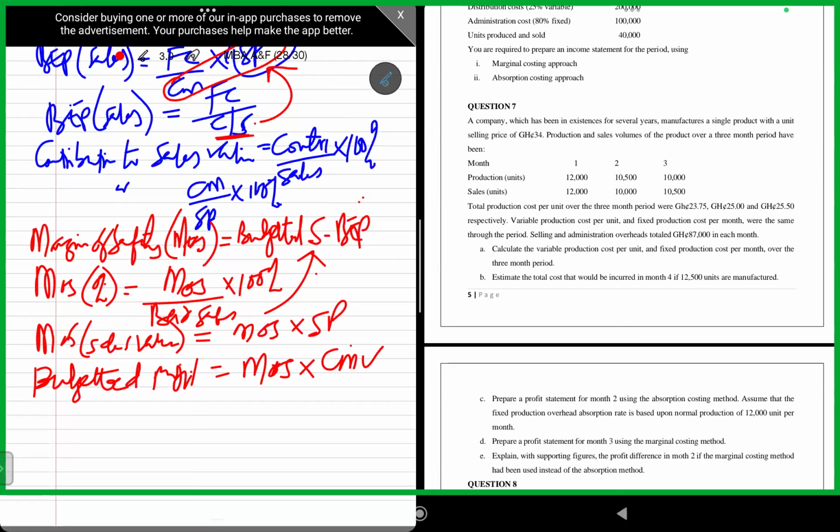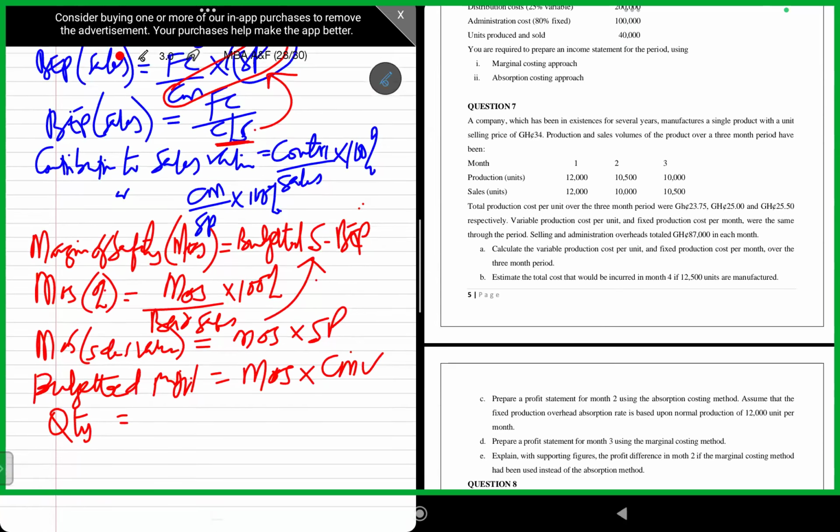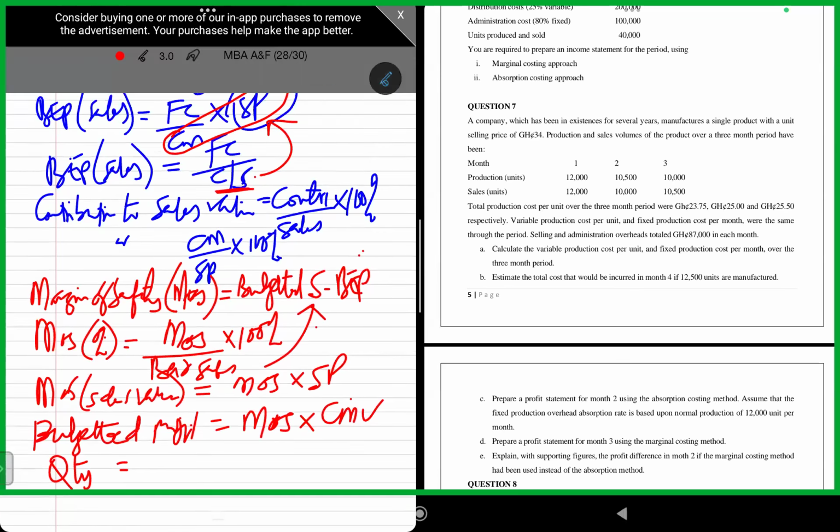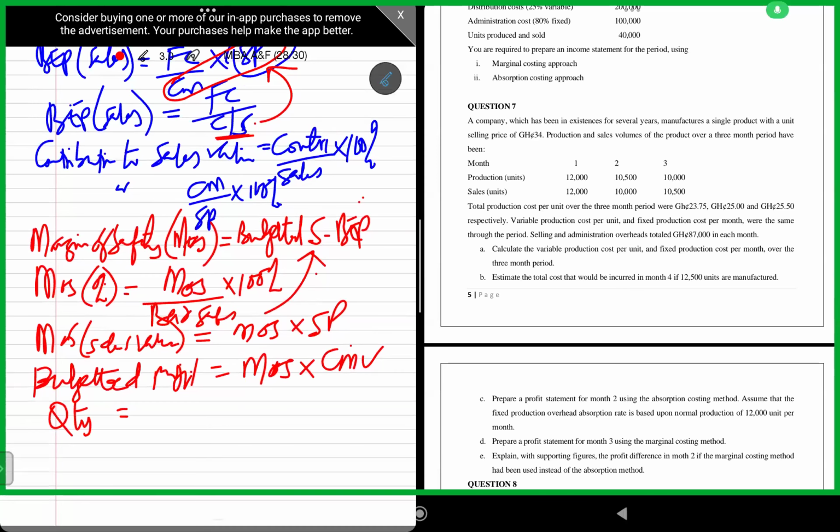The question could say we should find a quantity of units when we are given a target profit. For that, you go to the budgeted break-even point in units. What's the formula? FC over CM, fixed cost over contribution margin. So all we have to do is write fixed costs, extend the line, bring contribution margin below, then add the target profits, TP. TP is the target profit.